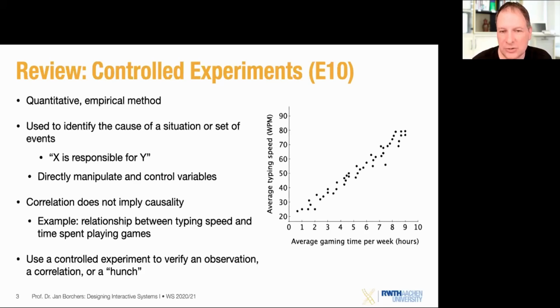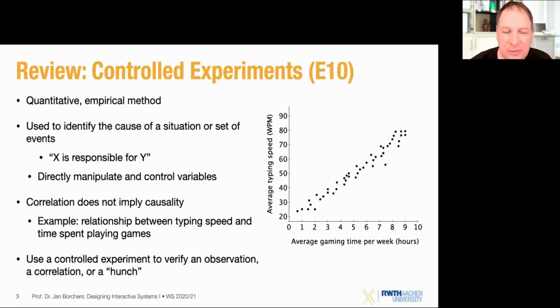Remember that correlation doesn't imply causality, right? We talked about gaming time per week and typing speed. There could be all sorts of other reasons why two things are correlated, not necessarily one is causing the other. That's important to understand. People in politics love to mess that up to make statistics say what they want them to say. But we're scientists, so we're not going to fall for that.